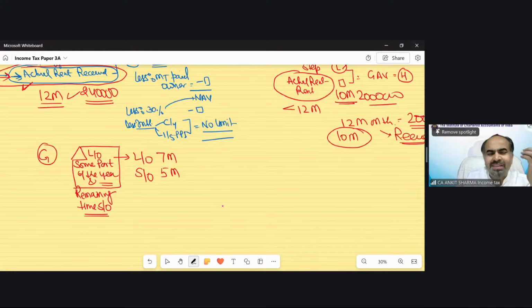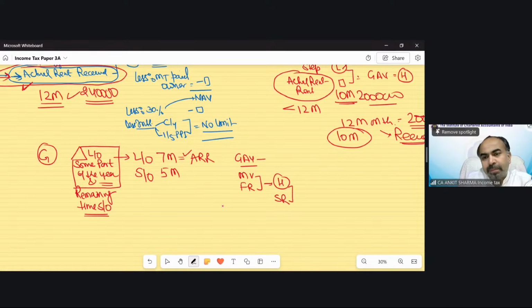now the solution pattern is exactly the same as per case D or E. Again, in this case, the actual rent receipt we need to consider would be only for 7 months. All other things are the same. For the calculation of GAV, we need to take the municipal value, then fair rent, higher, with standard rent, lower, with actual rent received. Now, automatically, how much actual rent received would be there for 7 months? Needs to be compared. Higher would be your GAV.